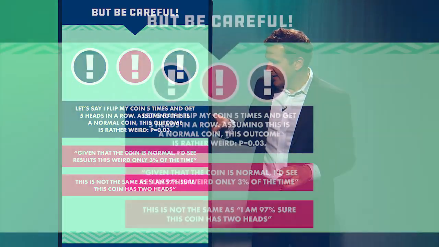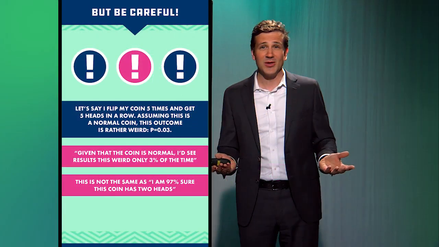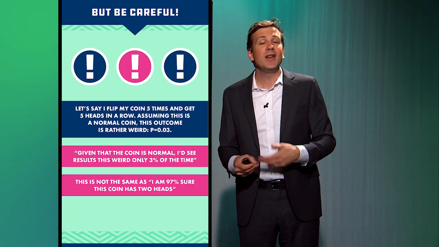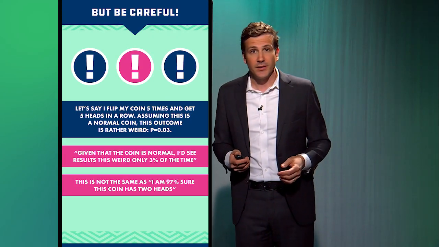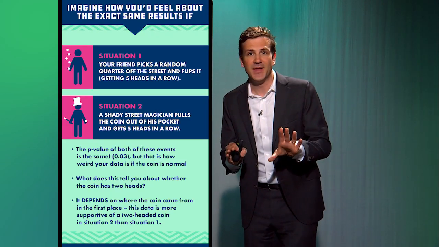They say, oh, well, the p-value is 0.03. That means there's only a 3% chance this is a regular coin. No. The p-value already assumes it's a regular coin. The p-value doesn't say anything about whether it's a regular coin or not. It assumes it's a regular coin and is just telling you how weird are your results, assuming it's a regular coin. So let me give you an example of this.